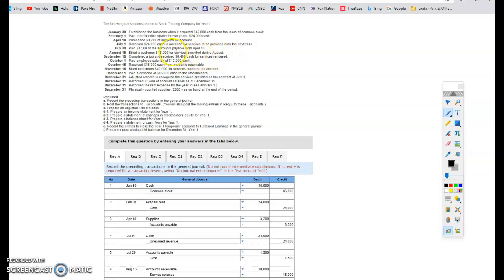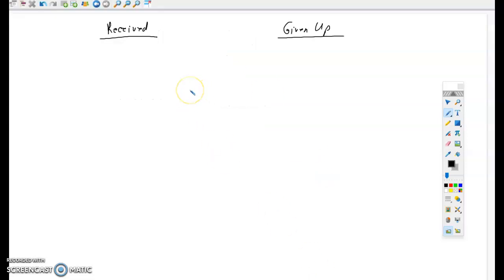So a couple key things. Services were provided. That's the definition of revenue. And then we're billing the customer. We're not actually receiving cash. So what are we getting? So what we gave up is services were provided. And again, we call that revenue.